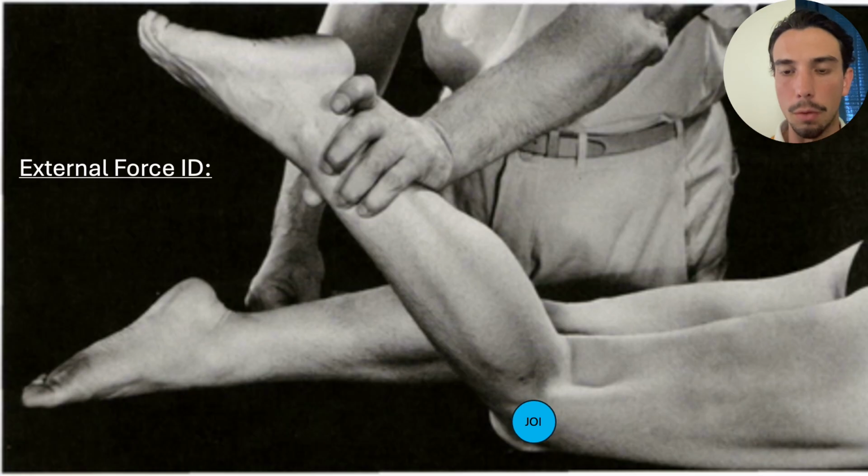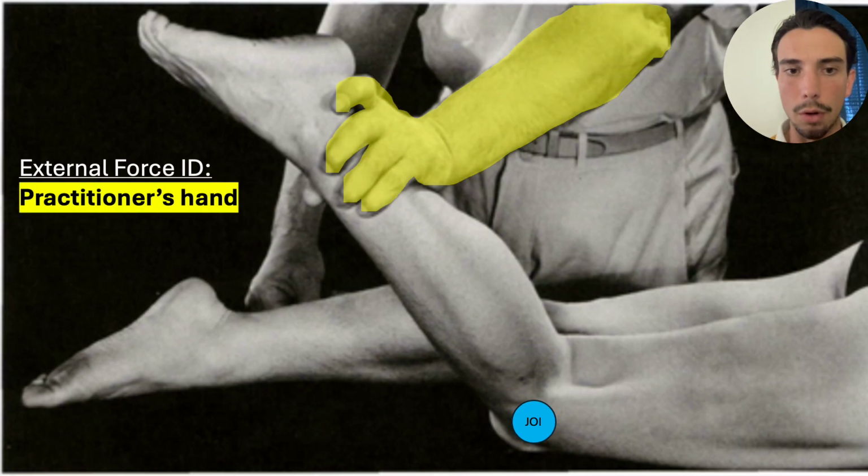So we looked before at the internal force being the hamstrings trying to bend the knee, the knee flexors. So now we want to look at what is the external force that is also involved in this motion. So we can see here pretty easily that the external force involved here is the practitioner's hand, the person here that has their hand on the back of the leg of the person laying down.